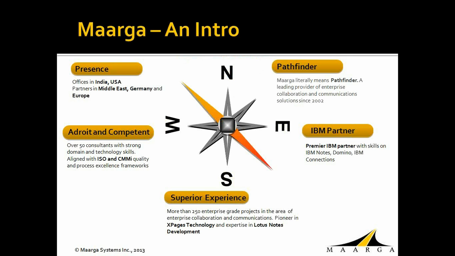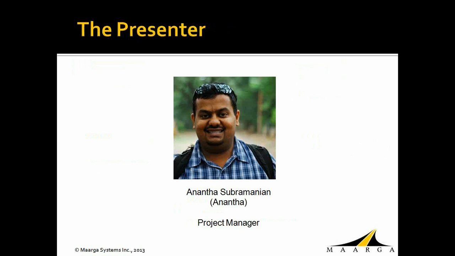So a quick intro about our company. We are Marga Systems. Marga literally means Pathfinder. We are a premium IBM partner and a leading provider of enterprise collaboration and communication solutions for the past decade. We have offices in the US and in India, and partners in the Middle East, Europe, and customers spread around the world. Again, my name is Anantha Subramanian, and I'm a project manager here with Marga Systems.